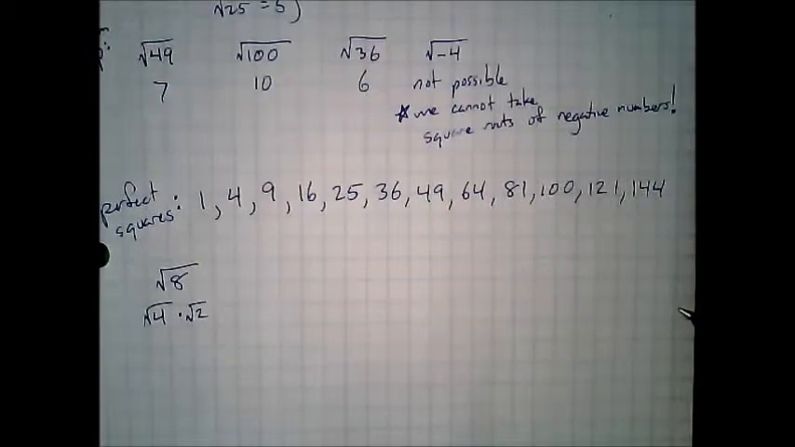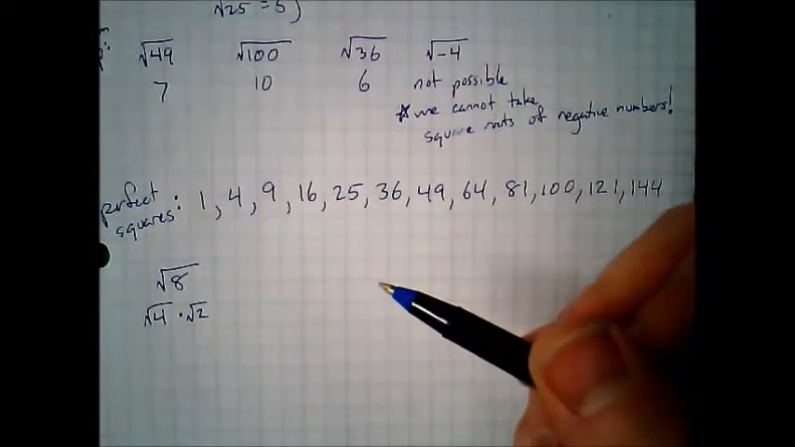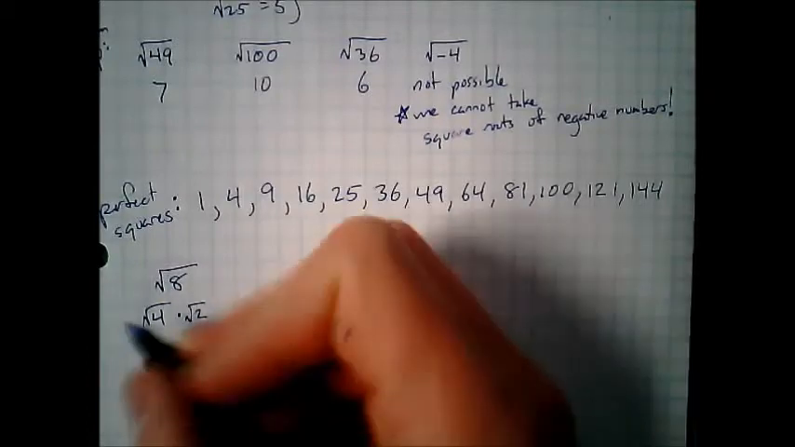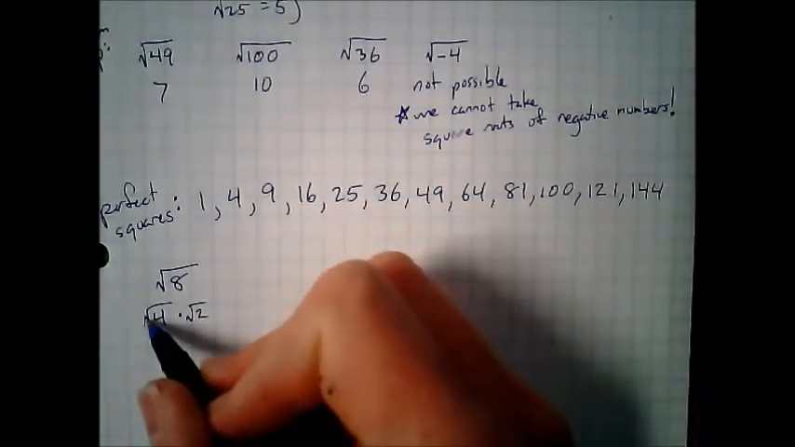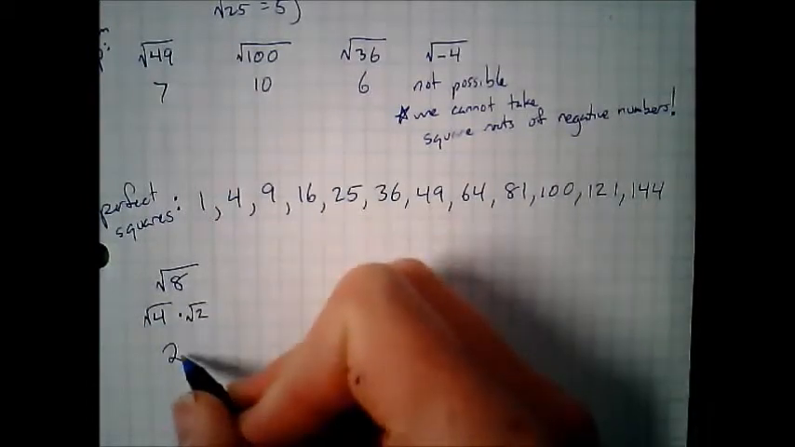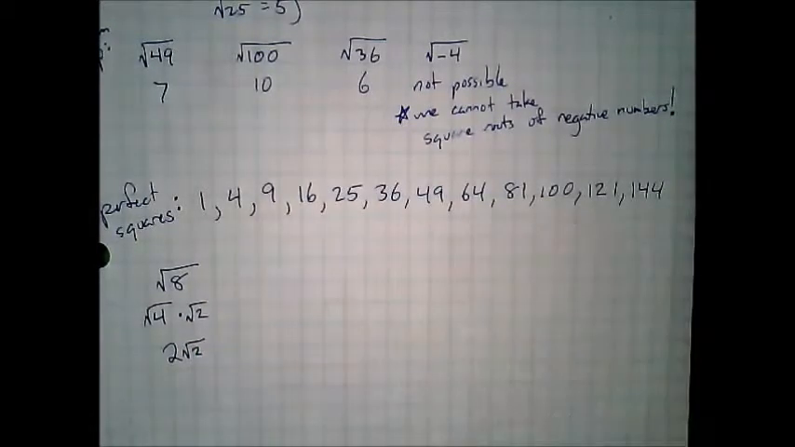And the reason why we do this is because I know what the square root of 4 is. I know the square root of 4 equals 2 because 2 times 2 equals 4. So the square root of 4 is 2, so we don't have the square root anymore. The square root is an operation, and we took the square root, so the square root of 4 equals 2. So this answer is 2 times the square root of 2.